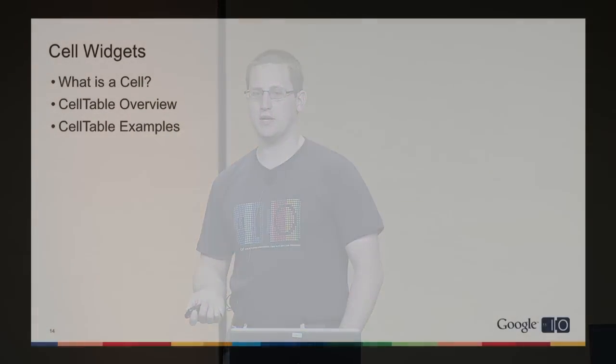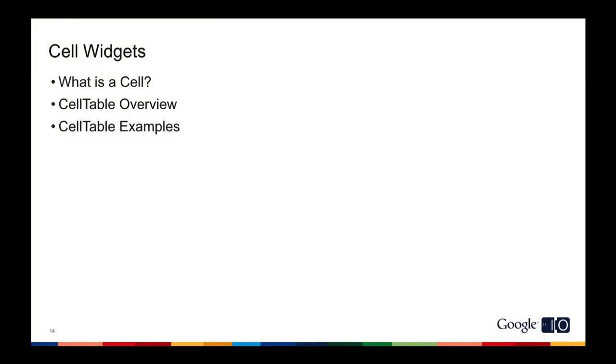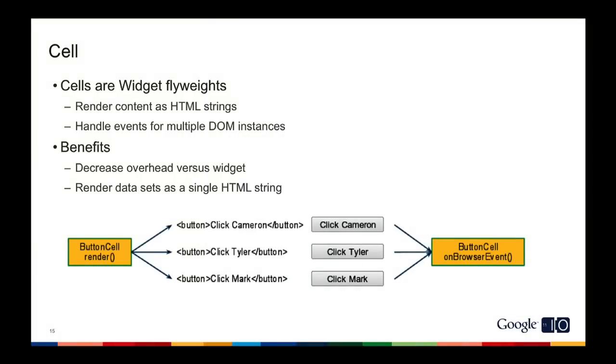All right. So for those of you who aren't familiar, as of GWT 2.2, I believe, we introduced this new concept of cells and cell widgets. So what I'm going to talk about today is what is a cell and how does it compare to a widget. And then we're going to talk about cell table, what it is, why it's so awesome, and how to use it. There are other cell widgets. There's a cell tree, cell list, but cell table has by far gotten the most use, so we're going to focus on that.